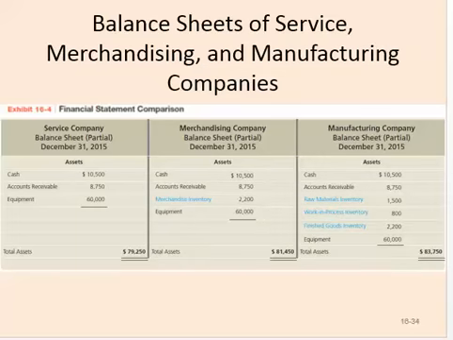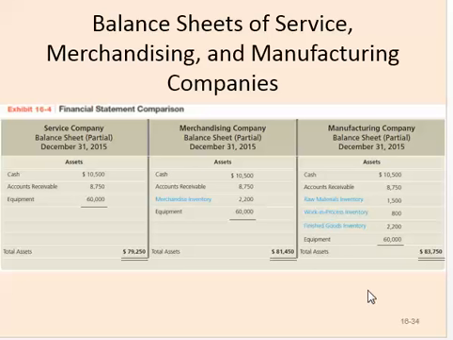Now the balance sheets also differ between service, merchandising, and manufacturing companies, but they're not quite as drastic as the income statement. So you can see service companies don't carry inventory under their asset section. Merchandising companies would have one category of inventory, and then a manufacturing company would have raw materials inventory, work in process inventory, and finished goods.